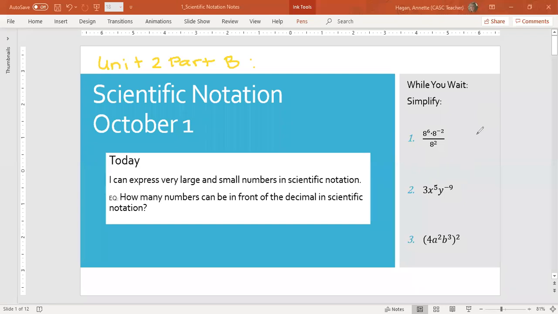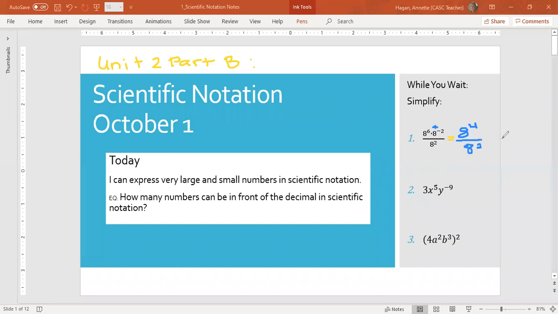Okay, so hopefully you paused and you've tried to do these. So we're going to start with this first one, number 1. This is product of powers in the numerator and quotient of powers with the denominator. So we know product of powers is we keep the base and we add the exponent. So we're going to keep the 8s, and we're going to do 6 plus -2 is 4. And then down here we have 8 squared. So I have 8 to the 4th divided by 8 squared.